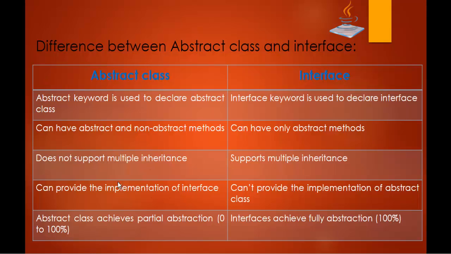So now what we'll do is, abstract class achieves partial abstraction, interfaces achieve full abstraction. So this is the difference between the abstract class and interface. I hope you understood what the differences are between abstract class and interface.